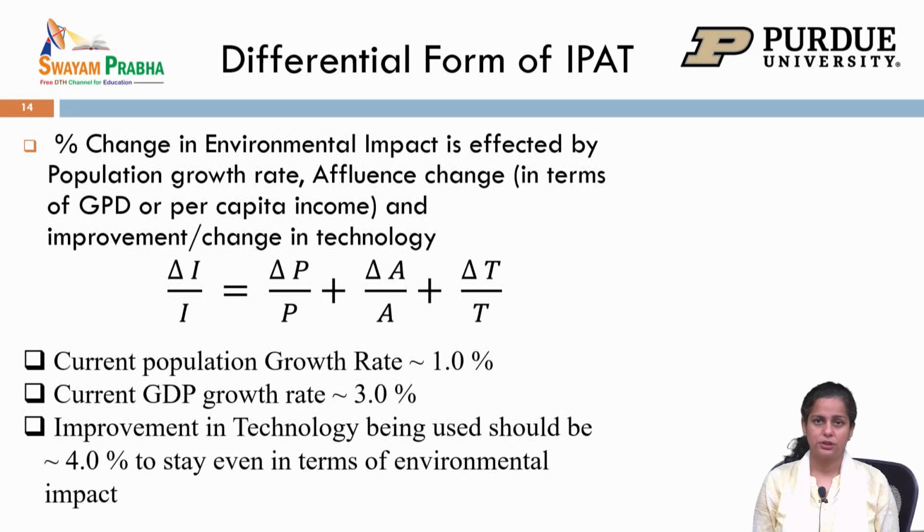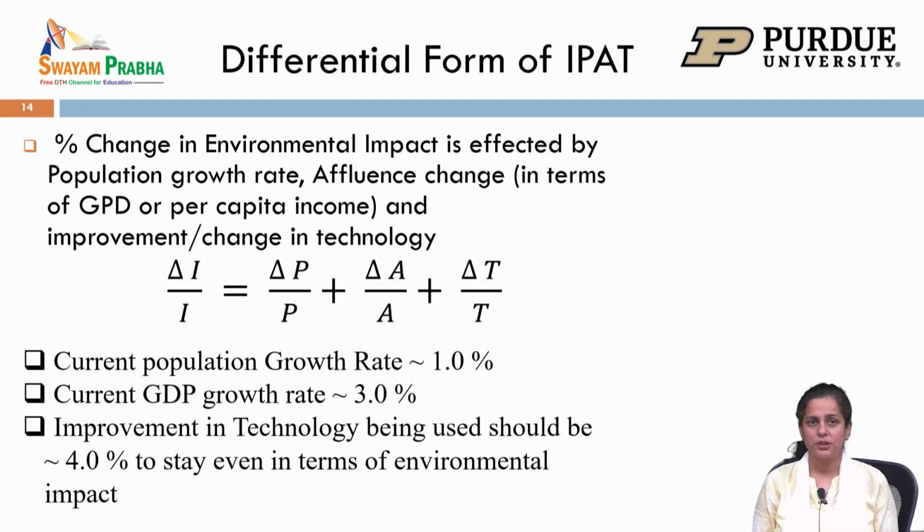Let us see the differential form of IPAT. What this equation says, delta I by I, is that all you have to do is take the first order differential of that equation, and it says that the percentage change in environmental impact is affected by the population growth rate, the affluence change in terms of GDP or per capita income, and the improvement or change in the technology.